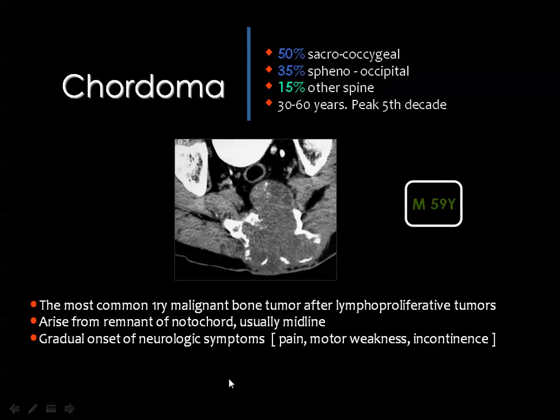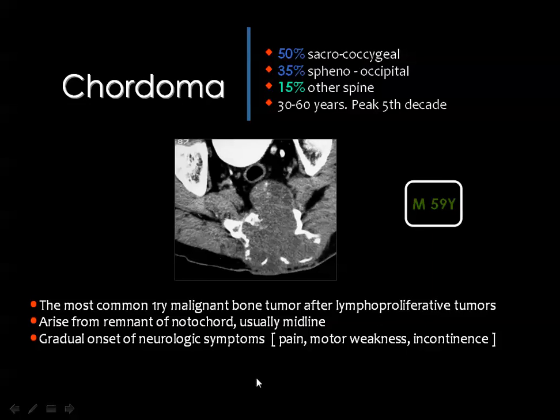Then we come to the malignant side of the lesions, and we start with chordoma. And you know, chordoma arises from the remnants of the notochord. This tumor is usually midline, arising at the two ends of the vertebral column, more commonly in the distal part: 50% sacrococcygeal, 35% spheno-occipital, 15% other sites of the spine.